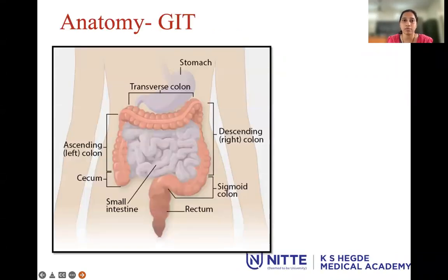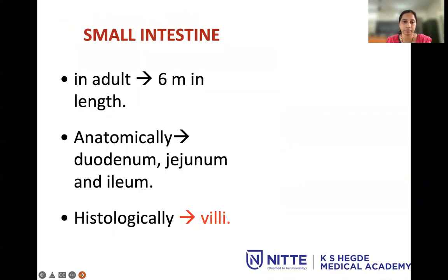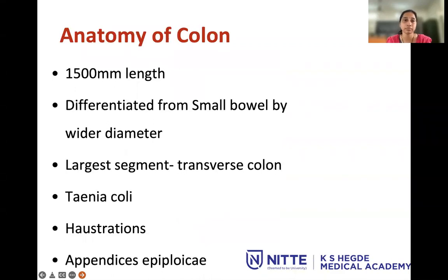Coming to the anatomy of gastrointestinal tract, which has esophagus, stomach, small intestine, and large intestine. Small intestine in adults measures around 6 meters in length. Anatomically, it has duodenum, jejunum, and ileum. Histologically, there are villi in small intestine.